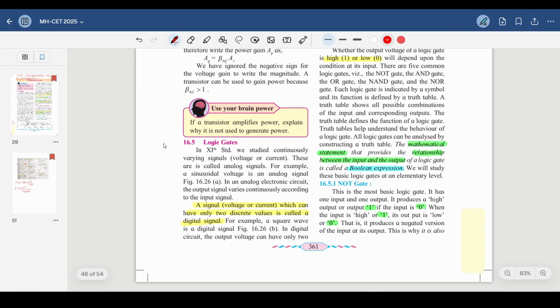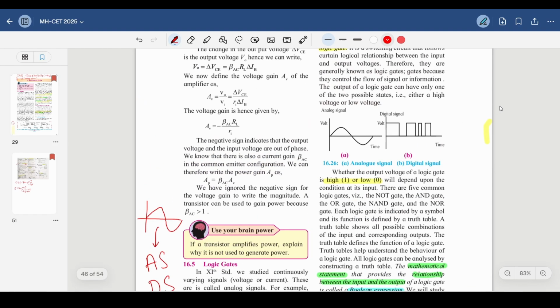Now, what are logic gates? Basically, whatever we studied, there are two types of signals. One is the analog signal and the other is the discrete signal or digital signal. In case of an analog signal, the sine wave that you see is an example. But in case of a digital signal, there are only two inputs, 1 and 0. Let me show you the waveform so that you understand.